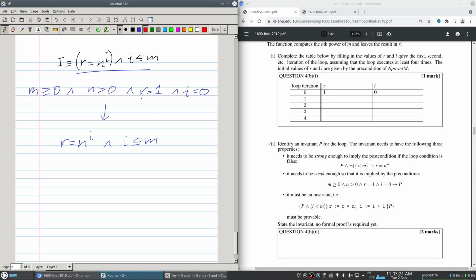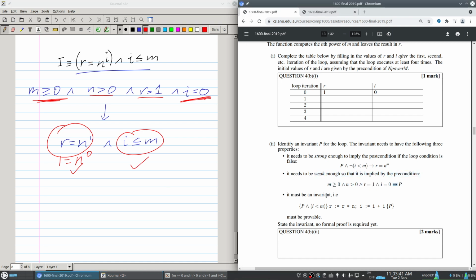Okay, well, if r is 1, and i is 0, and n is positive, any positive number to the 0 is 1, so this part checks out. And if i is 0 and m is non-negative, then certainly i is greater than or equal to m, so that part checks out too. So yes, it does indeed look like it's weak enough.